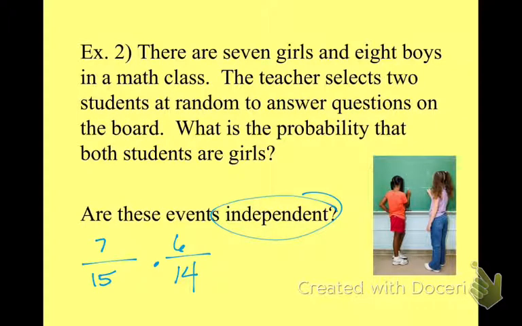Because I've seen examples where it said, like, what is the probability that you choose 1 girl and then 1 boy? In that case, it would need to say 1 girl, then 1 boy, because the order would matter for that. So 1 girl, then 1 boy. It would be 7 out of 15 times, then I have 8 boys, but only 14 people left. So my denominator is decreasing by 1, but my numerator didn't change because I have all of my boys still to choose from.